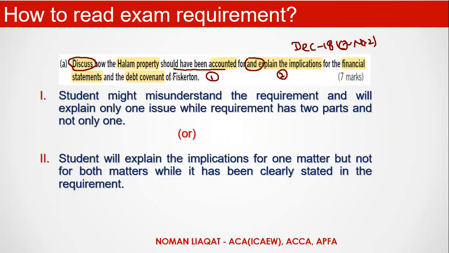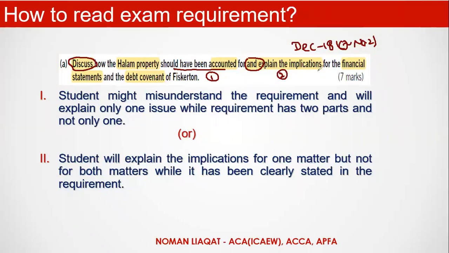But when we look at this requirement, it comes to our mind that definitely there might be a wrong treatment from the client side. That's why the examiner has asked us how Helm property should have been accounted for. It means there will be an inappropriate accounting treatment from the client side, first of all.